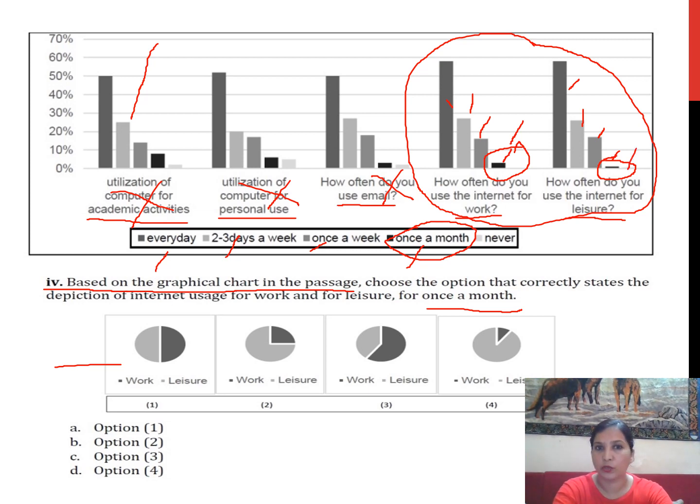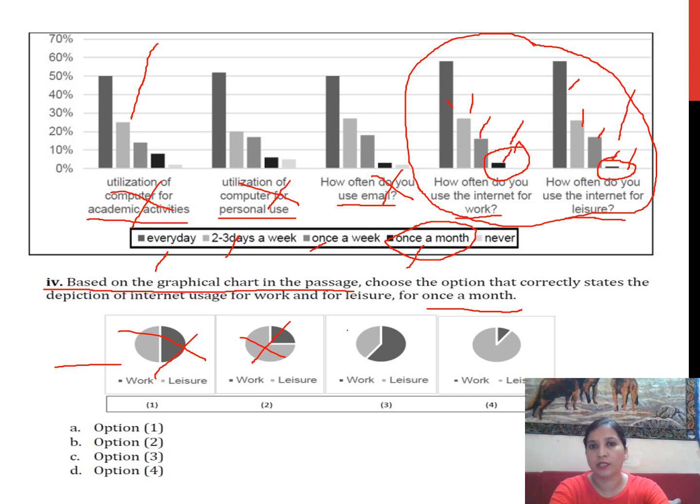So the first one is showing the equal part, which is not correct. So this one is not the answer. Second one is showing that people use it for work and very few use it for leisure purpose. But the number of people who use it for leisure purpose, as shown in option B, is slightly more, whereas in the bar graph, it is not this much. So second option is also not relevant.